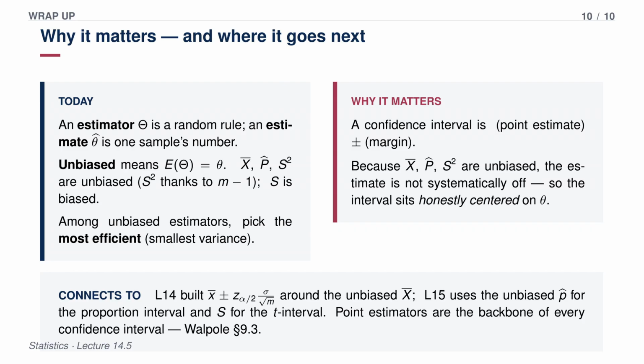It all connects. Lecture 14 built x bar plus or minus z times sigma over root m around the unbiased x bar. Lecture 15 uses the unbiased p hat for proportions and s for the t interval. Point estimators are the backbone of every confidence interval. That's Walpole 9.3. See you in the next one.